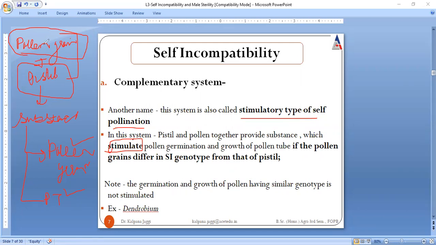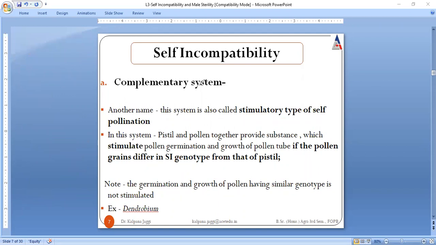But if the pollen grain and pistil have the same genotype, then in that particular case there will be no pollen germination and no growth of the pollen tube. And this example can be studied in the species Dendrobium. This is the first case, the complementary system, which is said to be stimulatory. Stimulatory means stimulating the pollen germination and growth of the pollen tube, but it is possible only when both have different genotypes.